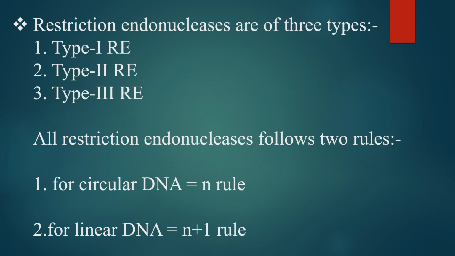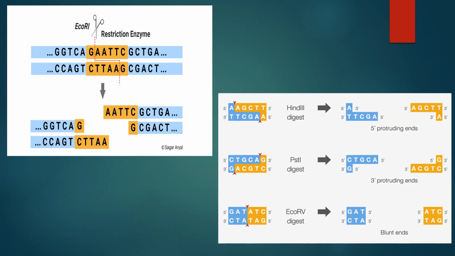All the restriction endonucleases follow two rules. First, for circular DNA, the N rule. For linear DNA, the N plus 1 rule. In this slide, we can see the mechanism of restriction endonucleases. The first picture represents the mechanism of EcoRI and the second picture represents the mechanism of restriction endonucleases HindIII, PstI and EcoRV.